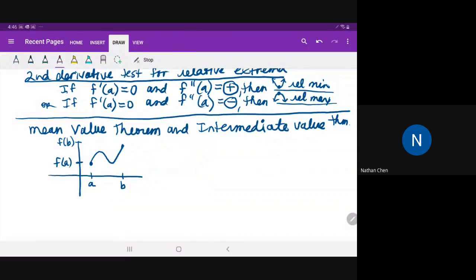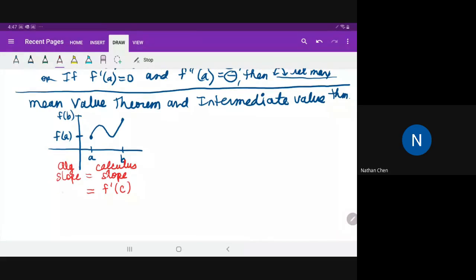So the way I think of mean value theorem is the algebra slope equals the calculus slope. Okay, algebra slope equals calculus slope. So calculus slope, as you remember, is the derivative. So f prime of some value c. And the algebra slope is y2 minus y1 over x2 minus x1.